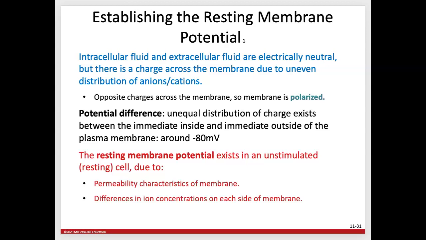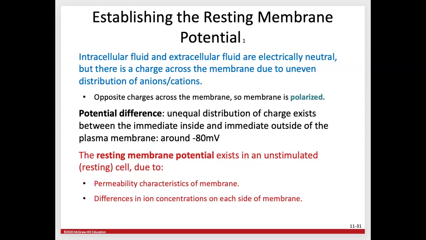So that's referred to as a potential difference. It's an unequal distribution of charge existing between the immediate inside and immediate outside of the plasma membrane. And that potential difference is around negative 80 millivolts. Some books say negative 70, some books say negative 80, some books say between negative 70 and negative 90. I just try to make it easy and say around negative 80. It's somewhere in that vicinity.